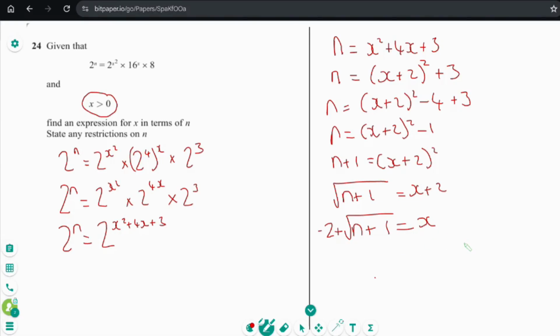State any restrictions on n. Right, we know x is bigger than 0, right? So we're going to look at the restrictions for n. So add 2 to both sides. Square both sides. And then minus 1 to both sides. So the restriction for n is going to be bigger than 0.